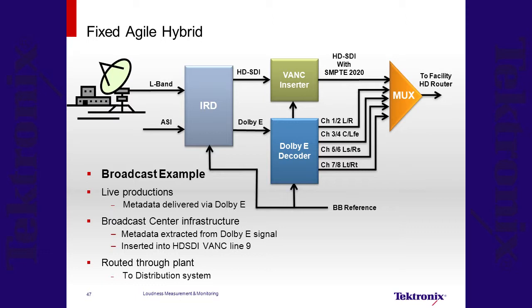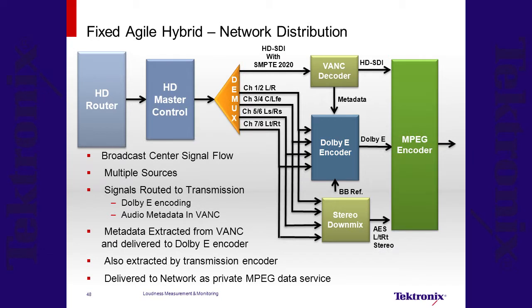In this case, the incoming signals are delivered in Dolby E and the metadata is extracted from the Dolby data stream and encoded within the SMPTE 2020 standard as vertical ancillary data. This is typically inserted into line 9 of an HD SDI signal and routed throughout the plant till finally the signal is distributed. At the Network Distribution Center, multiple sources are routed and transmitted, and during this process the Dolby vertical ancillary data is extracted from the SDI signal and applied to the Dolby E encoder.